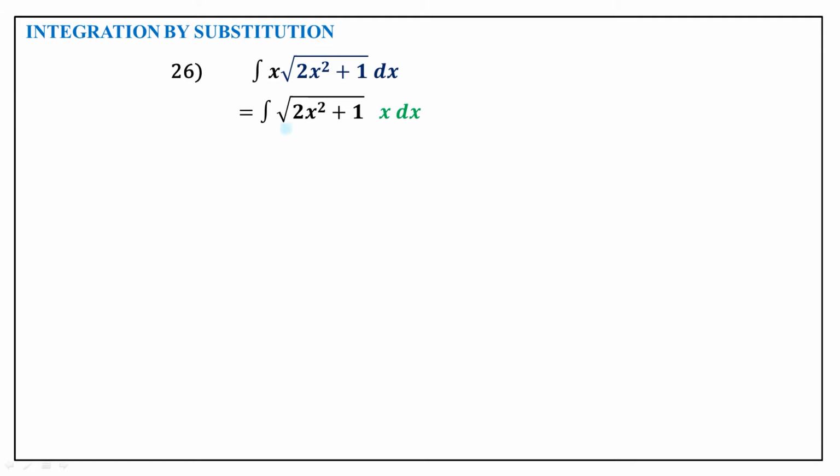Now you can see here root of 2x square plus 1 is an algebraic irrational function, and 2x square plus 1 is an algebraic function. So this is a function of a function. Second thing, when we differentiate 2x square plus 1, we get a term involving only x, and constants we can manipulate. So the substitution is 2x square plus 1 equal to t.